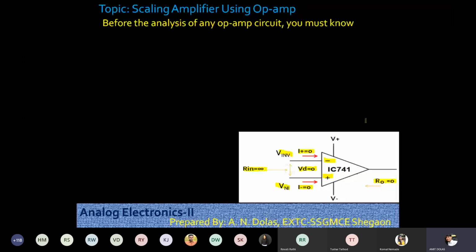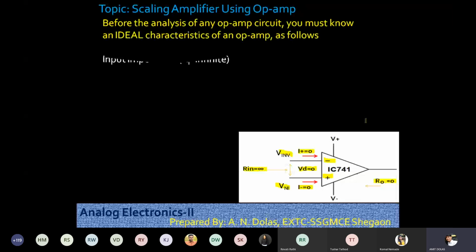Then before the analysis of any op-amp circuit, you must know an ideal characteristic of op-amp as follows. You may note down if you have notebook. Input impedance is infinite. You may write in short, that is Ri is equal to infinite. Output impedance is 0.